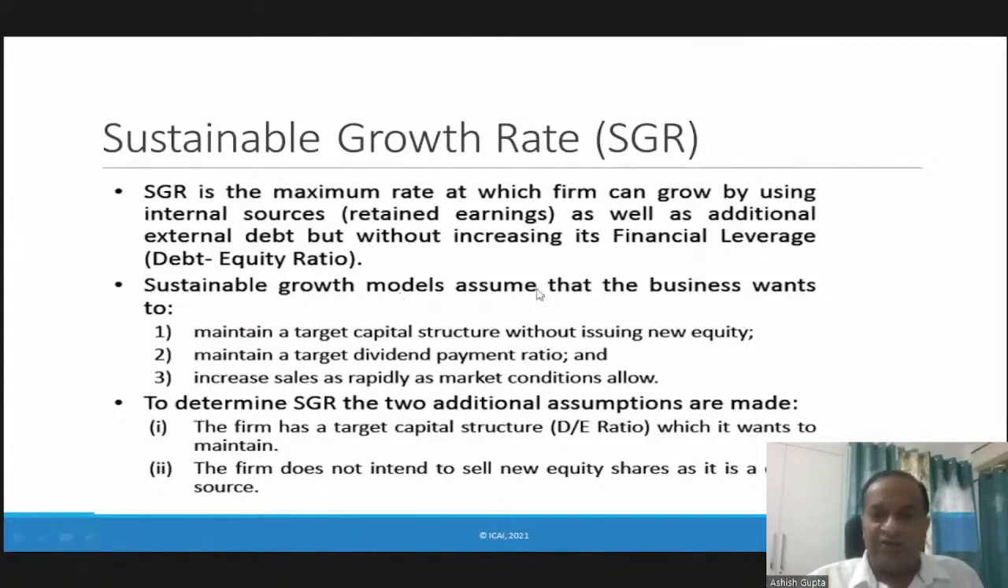The sustainable growth model assumes that the business wants to maintain a target capital structure without issuing new equity, maintaining a target dividend payment ratio, and increasing sales as rapidly as market conditions allow. It is very important that the market is favorable for increasing your sales. You cannot increase your sales at your own wish; you have to see the market conditions.